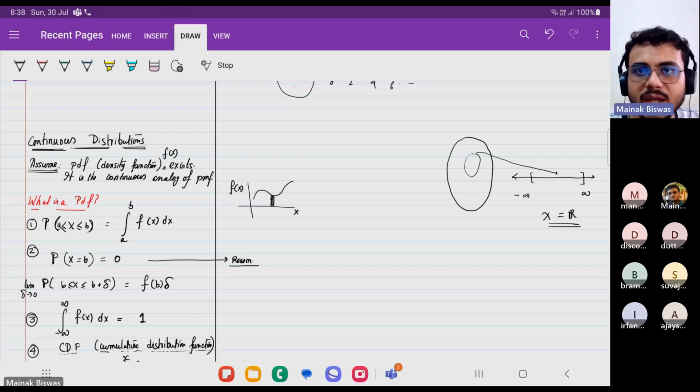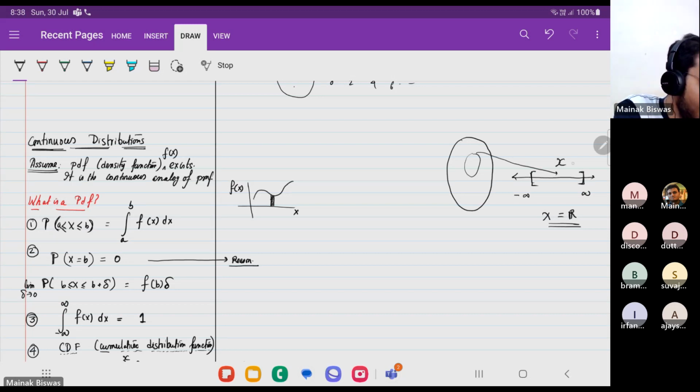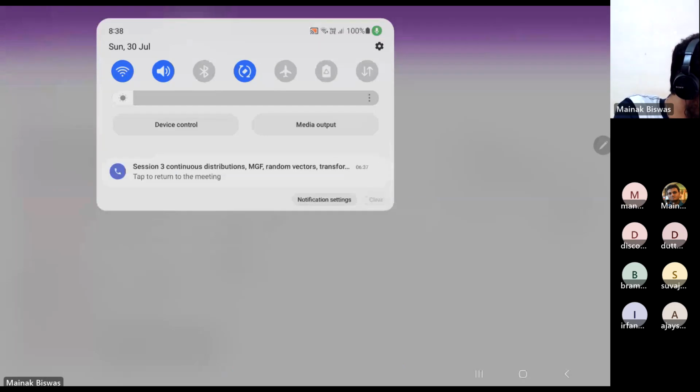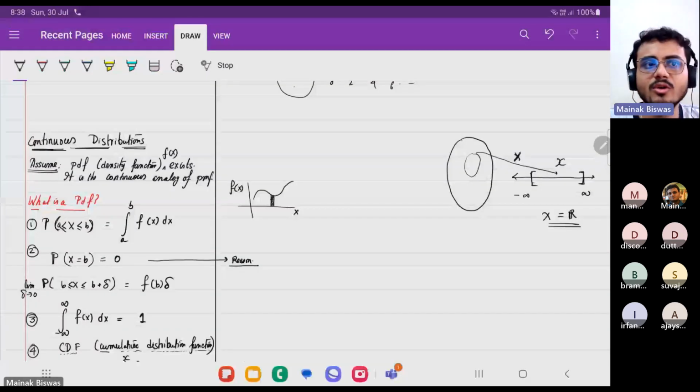Okay. So the entire real number line will be your range set for the random variable x. Okay. So now you tell me, if we take the entire real number line as our range set, is there a problem to that?